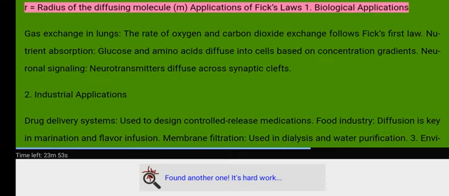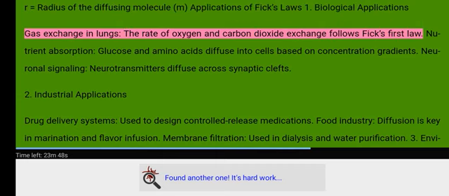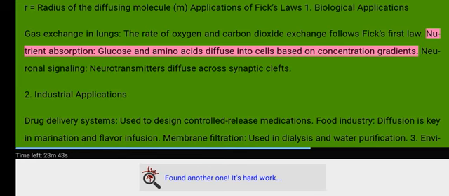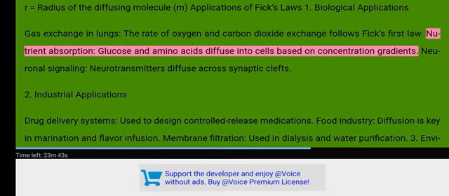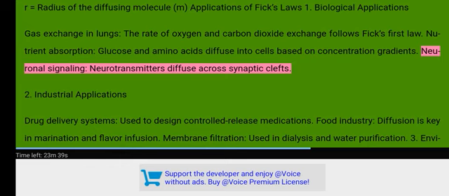Applications of Fick's laws. 1. Biological applications. Gas exchange in lungs: the rate of oxygen and carbon dioxide exchange follows Fick's first law. Nutrient absorption: glucose and amino acids diffuse into cells based on concentration gradients. Neuronal signaling: neurotransmitters diffuse across synaptic clefts.